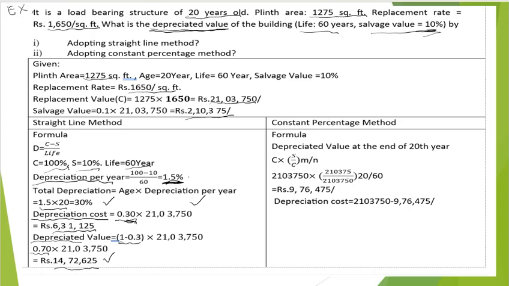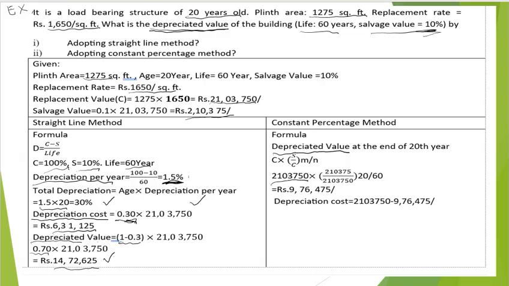And if you are using the constant percentage method, you know the formula for depreciation. Here you would have to use 1, 2, 3, 4 steps to arrive at a depreciated value. But this formula will directly give you the depreciated value. This constant percentage method will directly give you the depreciated value. The formula is C into (S upon C) raised to the power M upon N. C, you know, is the original cost, 21 lakh 3,750.